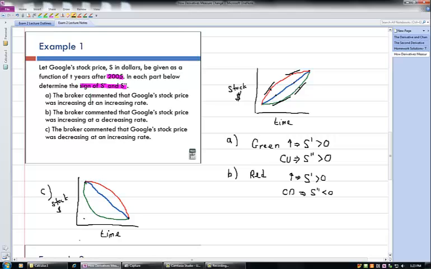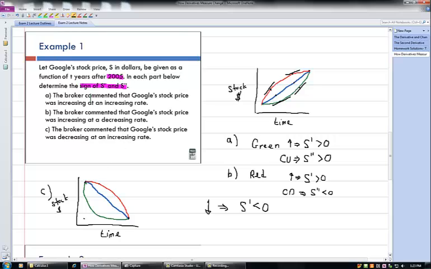Now these are all decreasing, and since it's decreasing, that's a negative idea, so S prime is less than 0, the first derivative is less than 0 because the function is decreasing. Google's stock price is going down. But for S double prime, I have to determine which color curve it is. Is it green, blue, or red? I know it's not blue because blue has a constant rate of change, and it says the rate is increasing.